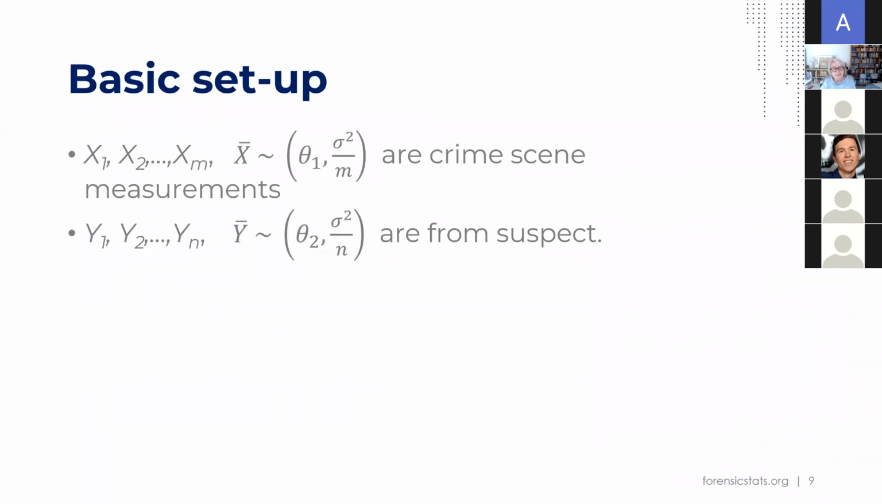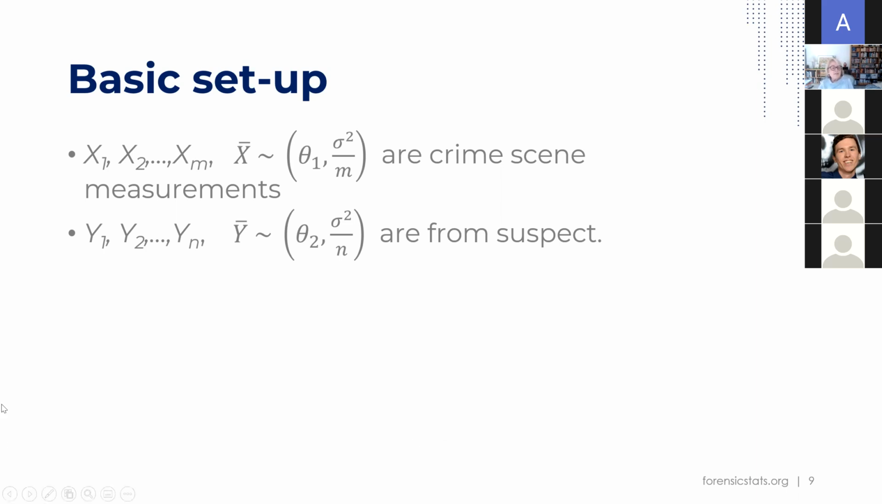It's pretty basic. What Lindley said is the following. Suppose that I have M measurements from the item at a crime scene. I compute the mean, and I hypothesize that X bar, the mean, has a distribution with some unknown mean theta 1 and some variance sigma squared over M.